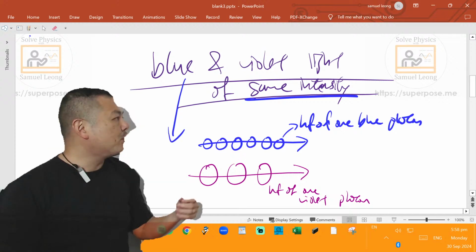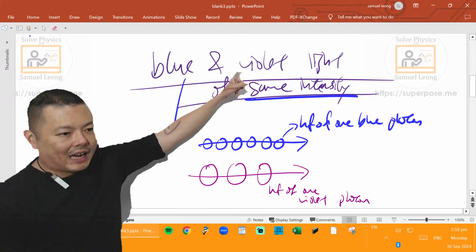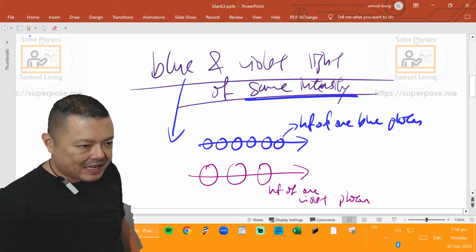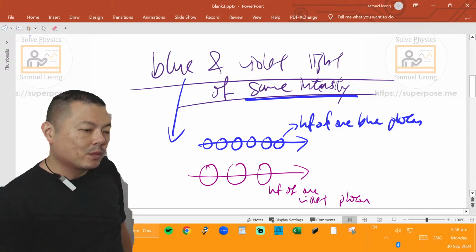I know, but I'm just asking you, I want you to compare blue and violet light of the same intensity. What does that mean?